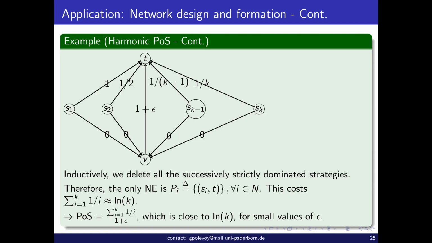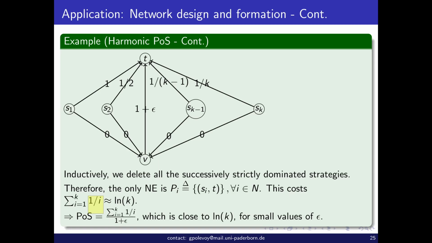and that's going directly. So player i goes from Si to T directly, and that's the unique Nash equilibrium, and that equilibrium is that everyone goes directly. How much does this cost? Player 1 pays 1, player 2 pays 1 over 2, and so on, till player k, who pays 1 over k. It basically is the sum of 1 over i for i from 1 to k. And that costs approximately logarithm.